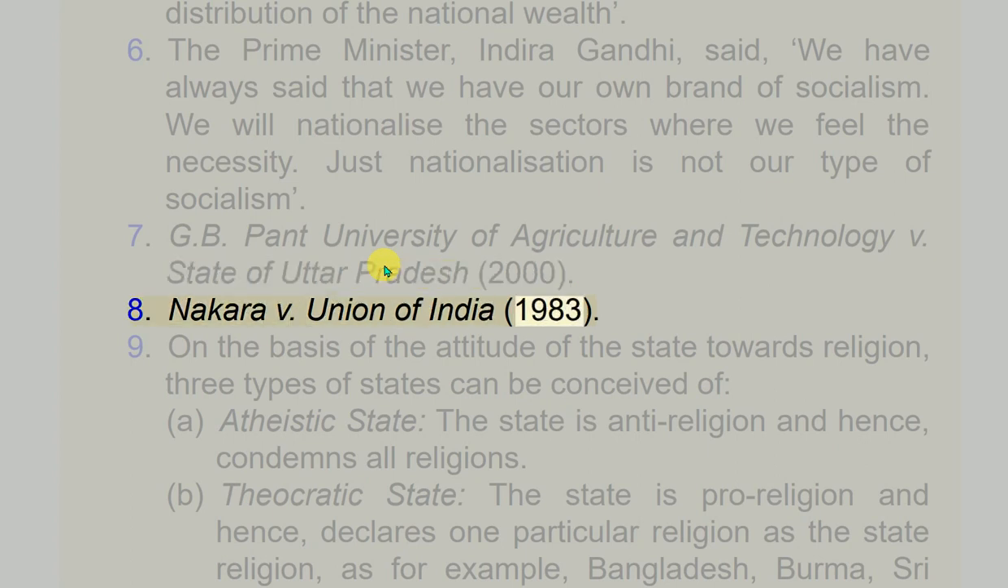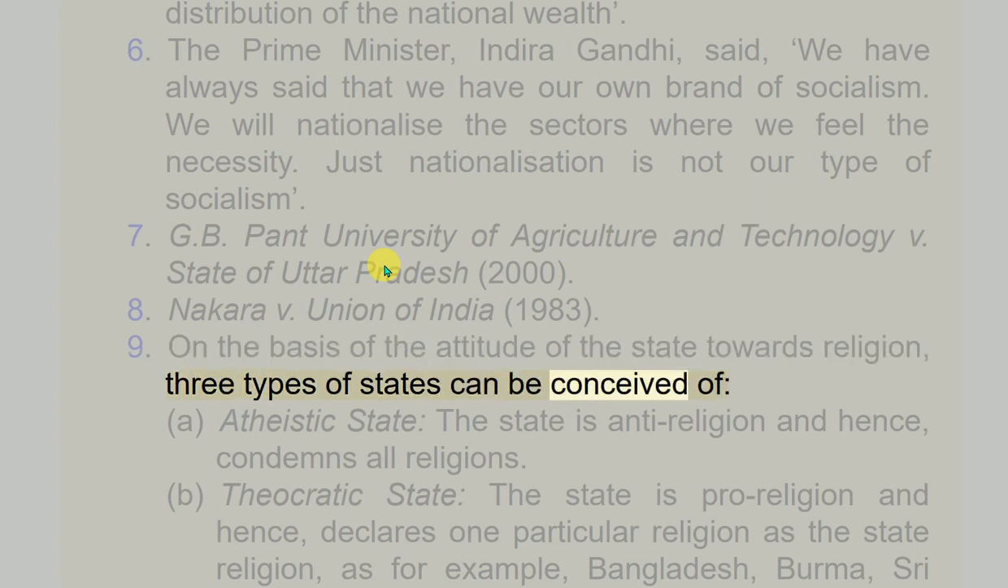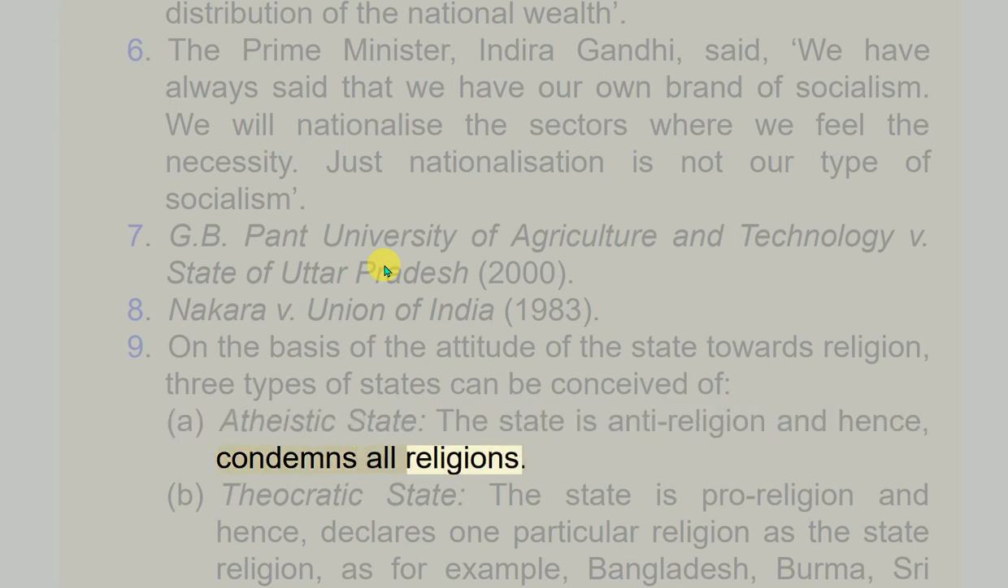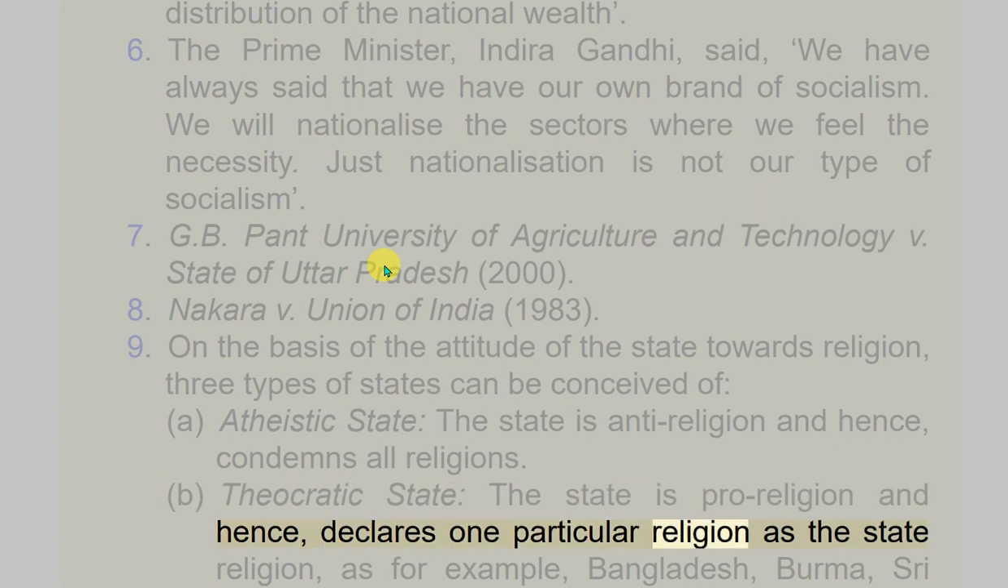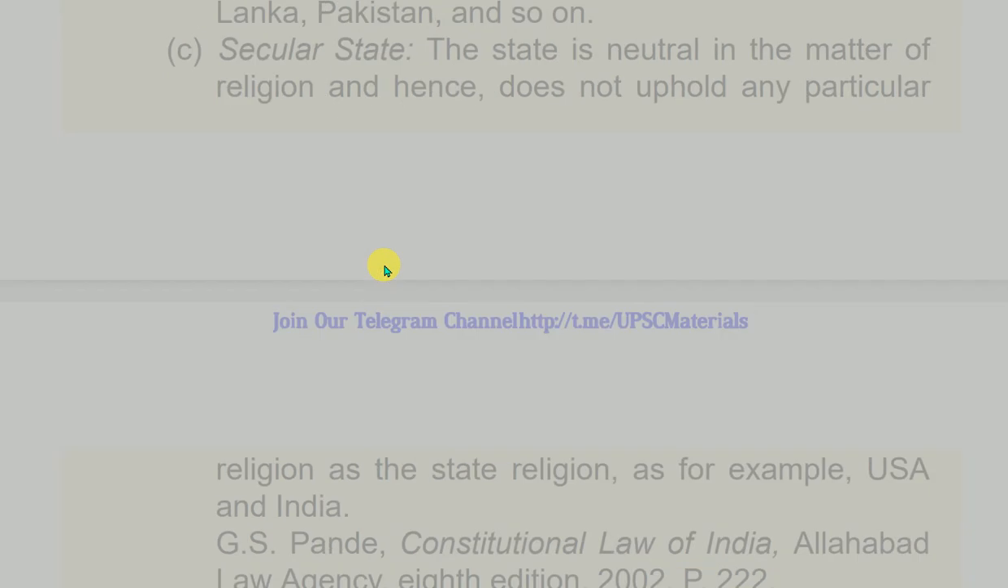9. On the basis of the attitude of the state towards religion, 3 types of states can be conceived of. A. Atheistic state. The state is anti-religion and hence condemns all religions. B. Theocratic state. The state is pro-religion and hence declares one particular religion as the state religion, as for example, Bangladesh, Burma, Sri Lanka, Pakistan, and so on. C. Secular state. The state is neutral in the matter of religion and hence does not uphold any particular religion as the state religion, as for example, USA and India.